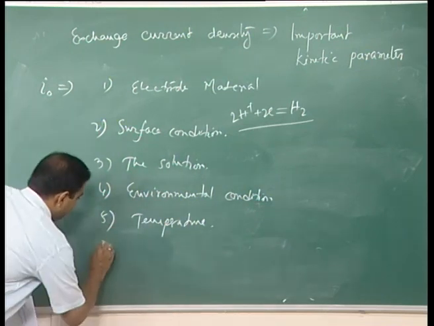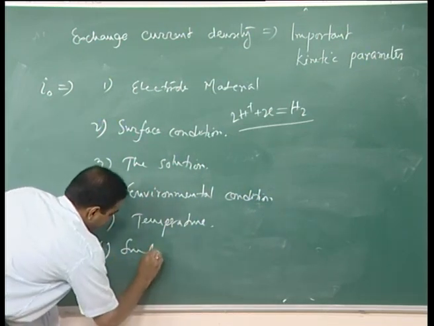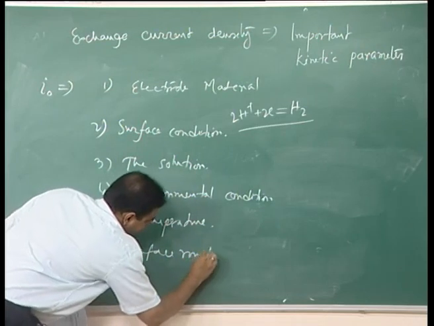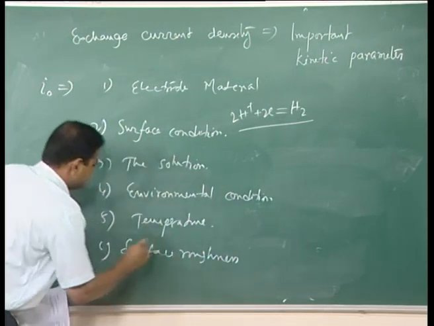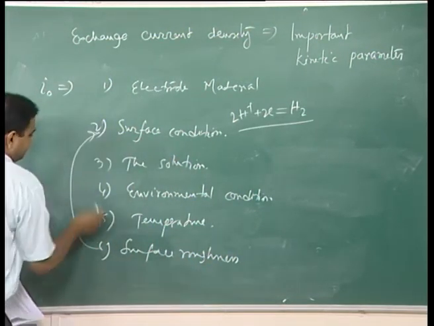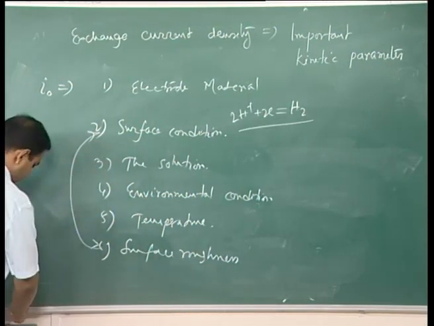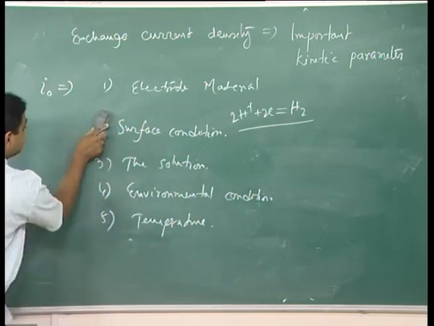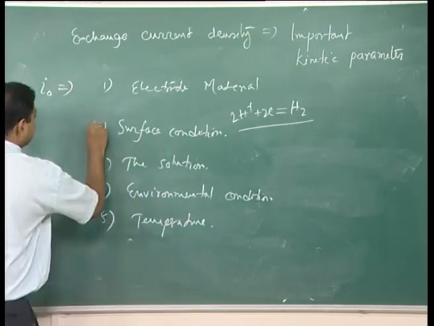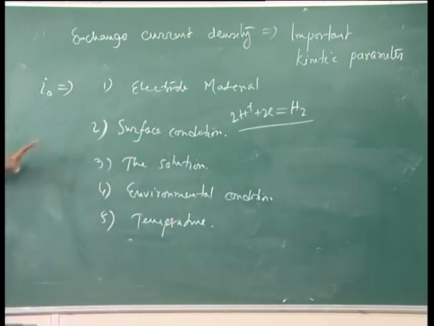Then you have surface roughness. Actually, this relates to the surface condition. Okay, so it is nothing but the same thing. So, let me remove this. So, these are the factors which can affect the exchange current density. There are other factors, and these are the main factors.